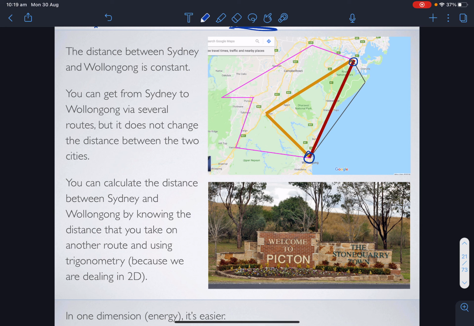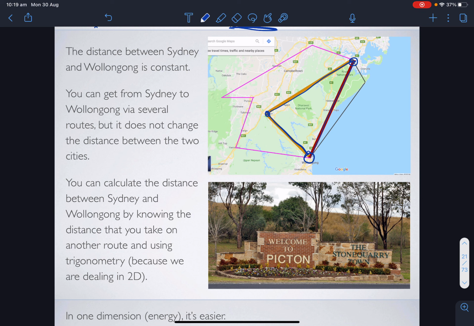So the trouble is that unless you've got a jetpack and really good navigation skills, your path from Wollongong to Sydney is not in that shortest line possible, okay? But you can calculate that shortest line possible by taking a different path, okay? So here I'm saying in yellow, you could go to Picton, and then you can go from Picton to Sydney, and by knowing the distance and the angle for both of them, you can still work out the distance between Wollongong and Sydney, okay?